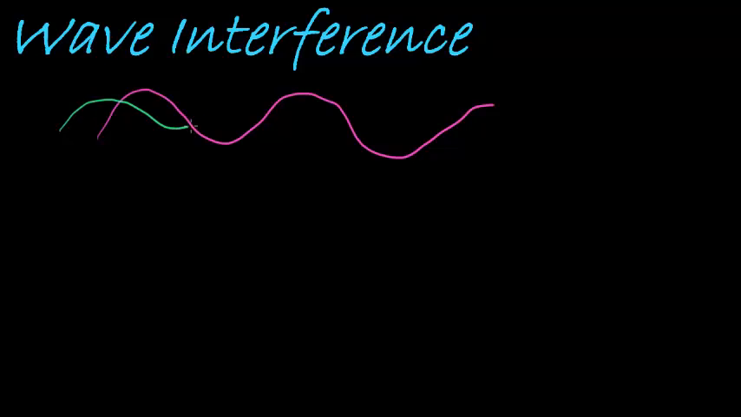Okay, welcome to this lesson on wave interference. Wave interference is when we have a wave, there's our wave, and we have another wave messing in with this wave. What is going to happen as a result?